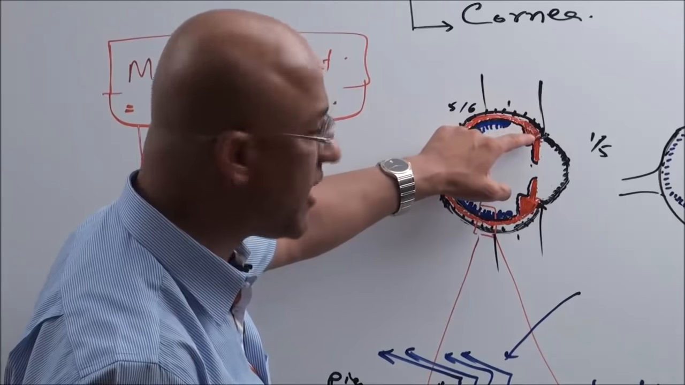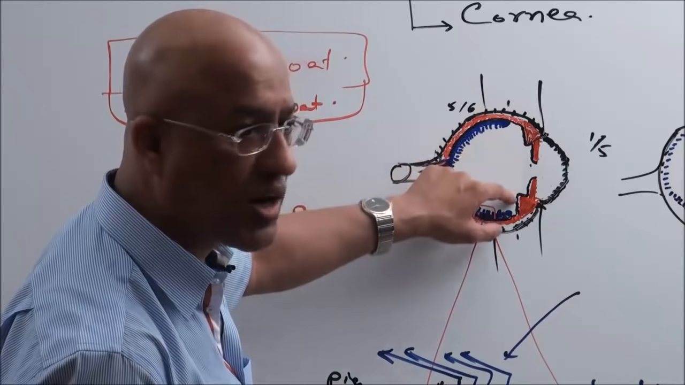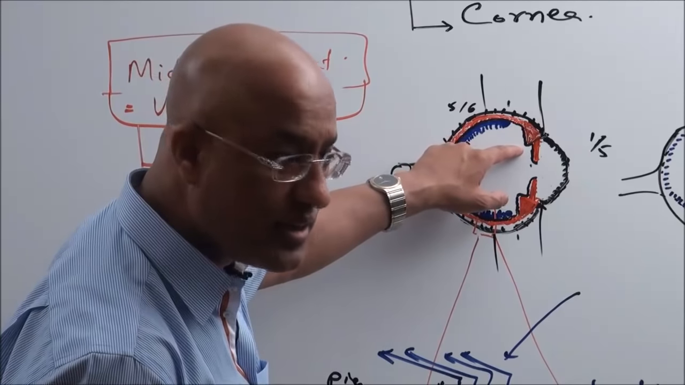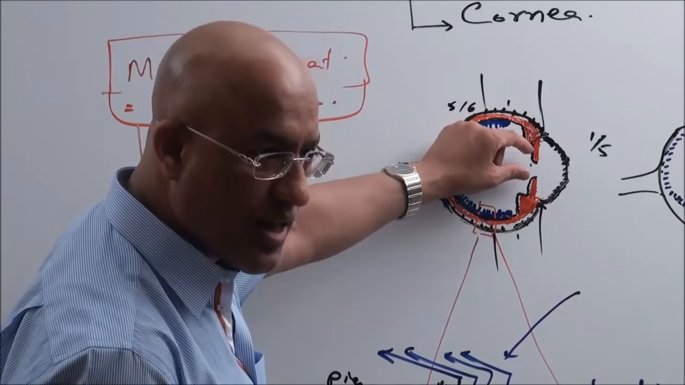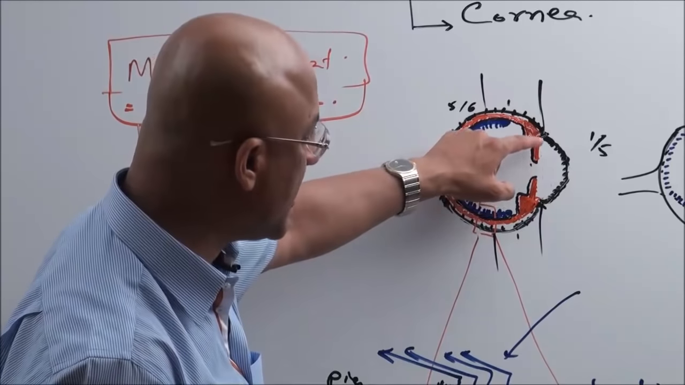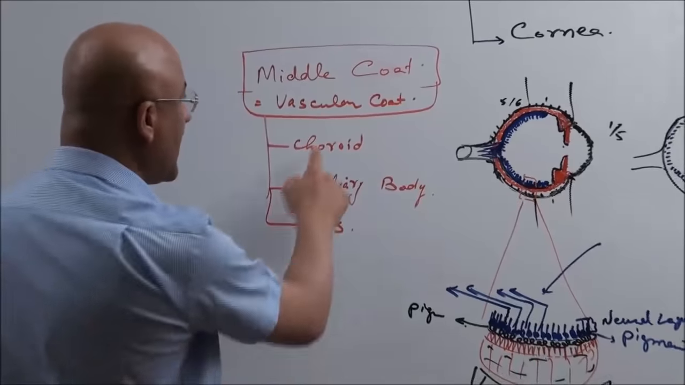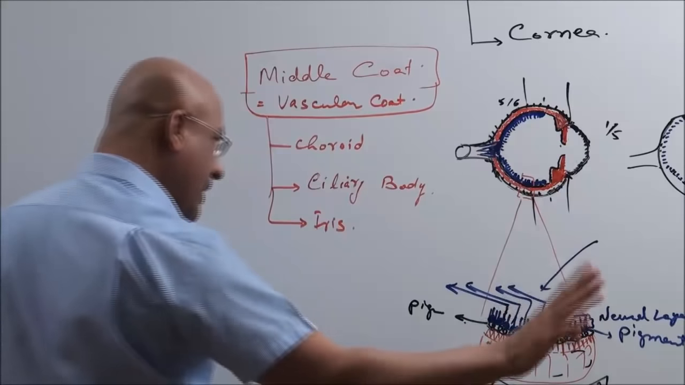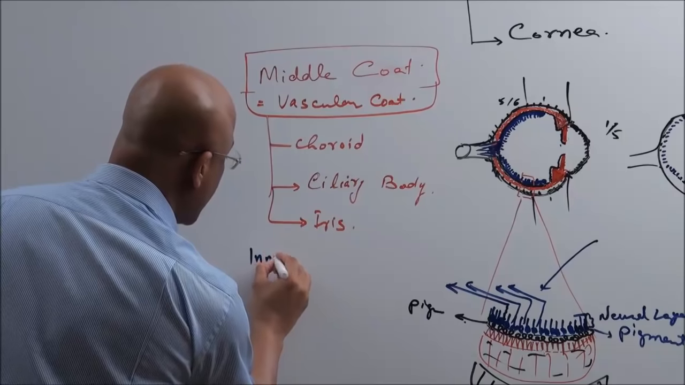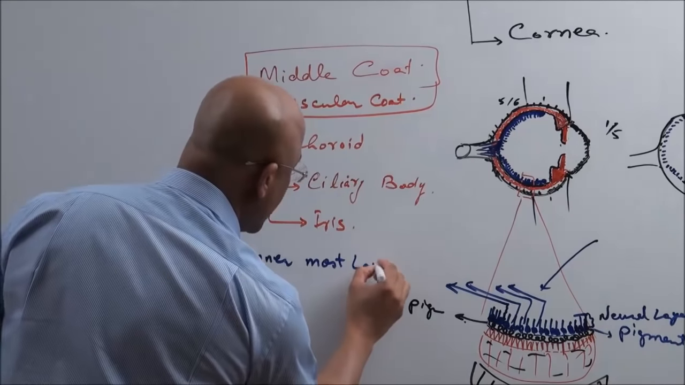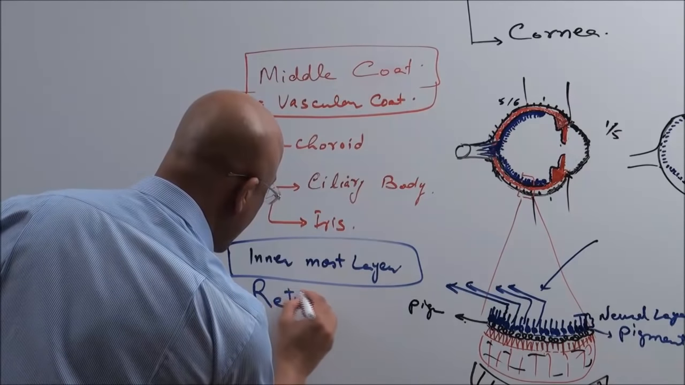As it continues anteriorly, it becomes widened, thicker and triangular, and this thickened part of the vascular layer is called the ciliary body. Then from the ciliary body, centrally, a diaphragm with a central aperture is there, and this diaphragm is called the iris. So the outer layer has sclera and cornea, the middle layer has choroid, ciliary body and iris, and the innermost coat is called the retina.